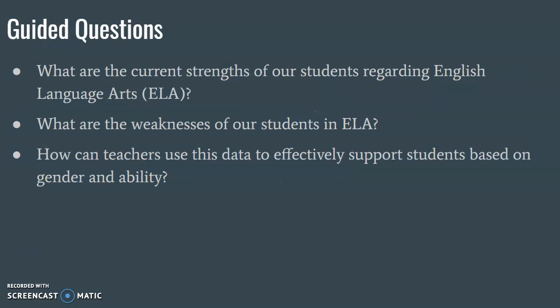There are questions that we can consider as well as we go through the presentation. Some of them include questions such as, what are the current strengths of our students regarding English language arts? What are some of their weaknesses? And how can teachers use this data to effectively support students within the subgroups of gender and ability?